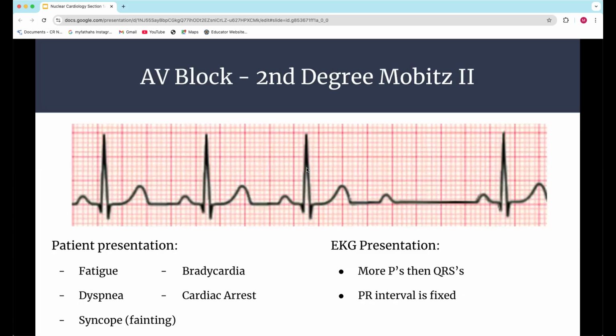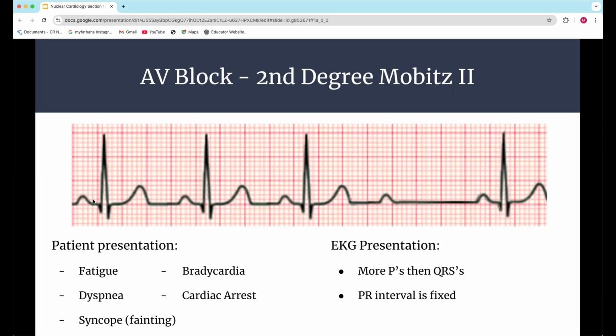Okay, the second degree is divided into two types. The first one we're going to talk about is Mobitz, and there's a Mobitz type 1 and Mobitz type 2. What you want to look at here again, the first thing we do when we look at an EKG, is look for that P wave. So here's our P wave. We notice that we get a nice QRS complex and we get a nice T wave. Just looking at this cardiac cycle, it's like, hey, that looks pretty decent.